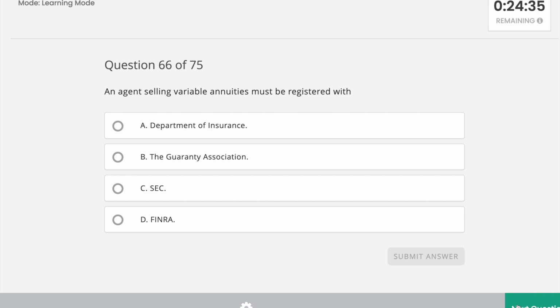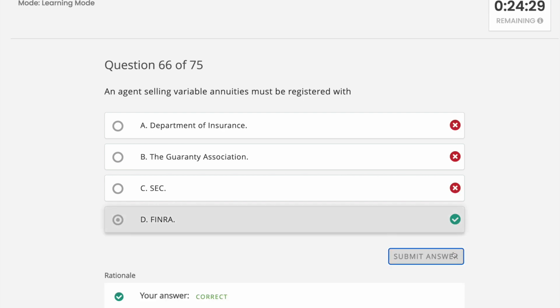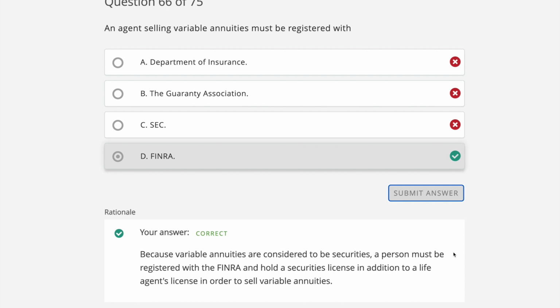An agent selling variable annuities must be registered with FINRA. Because if you're selling anything variable, you're selling a securities product, and securities products need to be registered with FINRA.